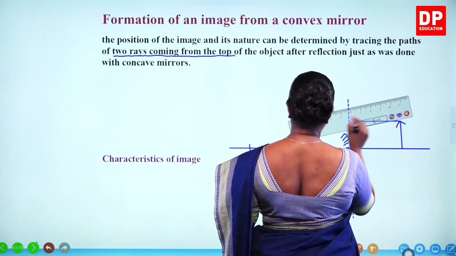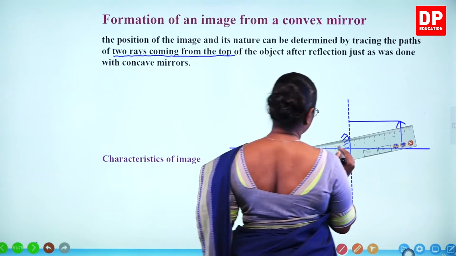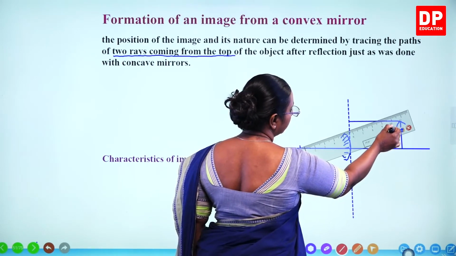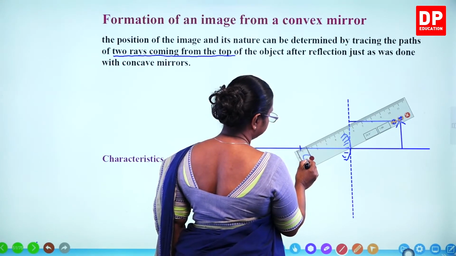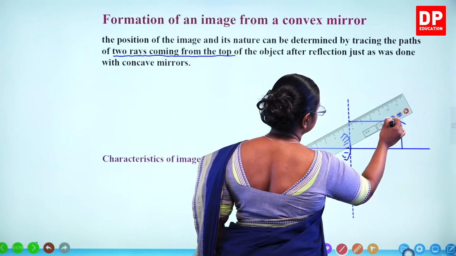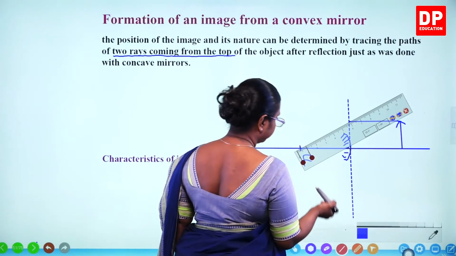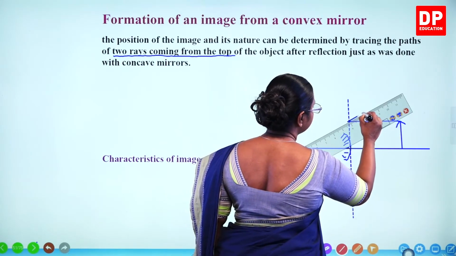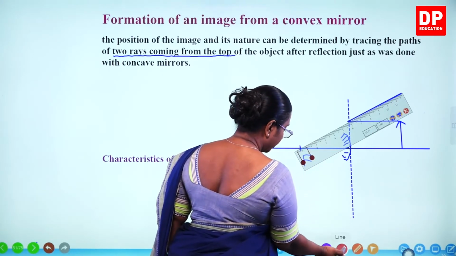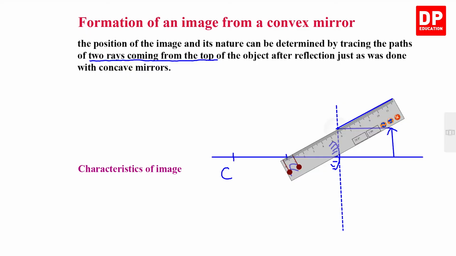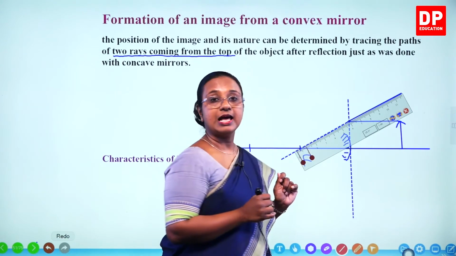So here a ray coming parallel to the principal axis will reflect in this manner. Right. So here this will be the reflected ray, but we need to extrapolate the ray from here to here. It will go like this.